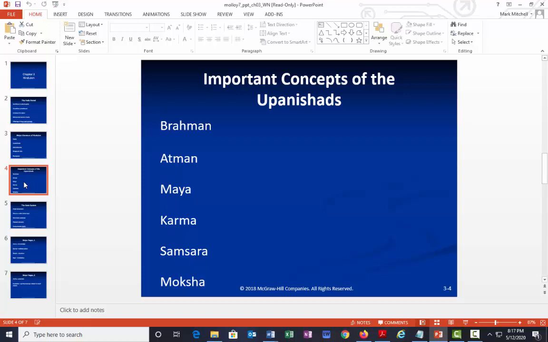Now the Atman is divine, holy, and timeless. So it can be used interchangeably with the first term that we looked at here on the PowerPoint today, Brahman.